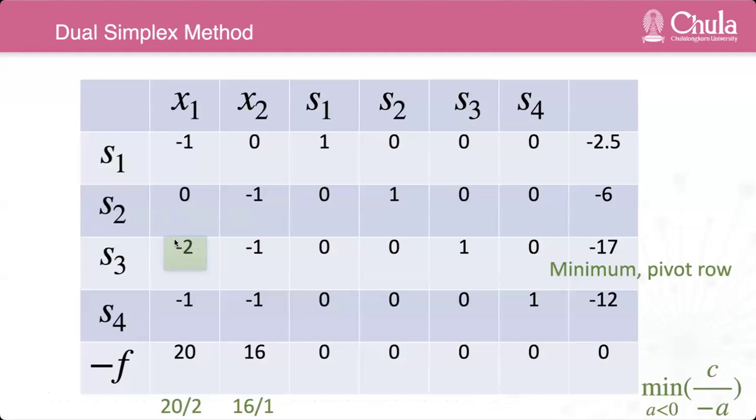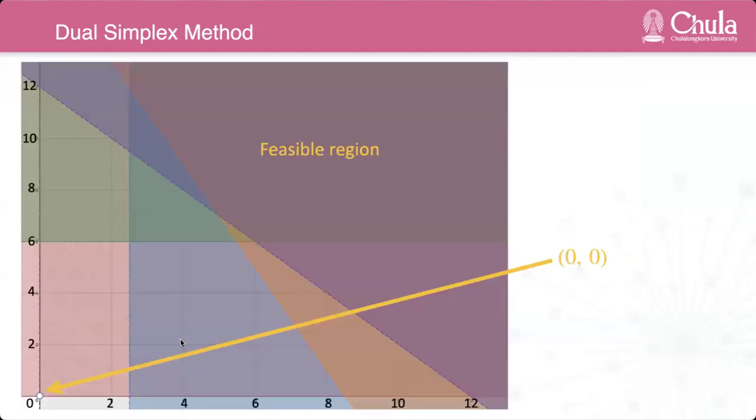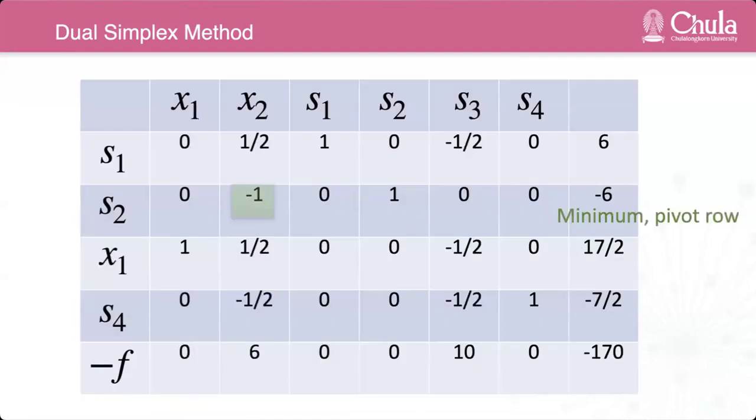This element must be 1. How to make it 1? You divide this row by minus 2. Okay? And you use the pivot row operation in order to make 0 here. This 1, 0, 0, 0. Okay? And then you obtain this table. Is it done? No, not yet.